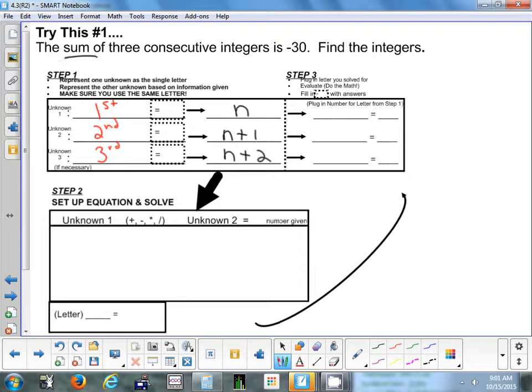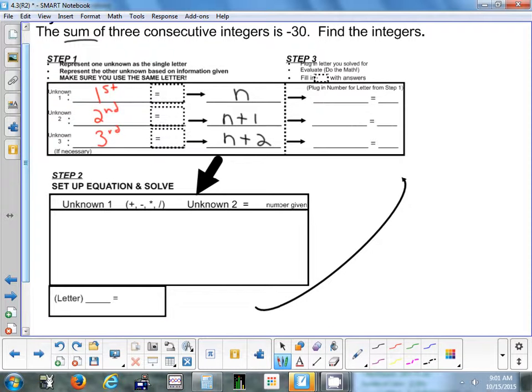Sum. Okay, we see the word sum. What are we going to do with all 3 of these things? Add them up. Okay, Ben, can you give me my equation? n plus n plus 1 plus n plus 2 equals negative 30. Okay, so we've got first one, second one, third one. Add them all up, it equals negative 30.